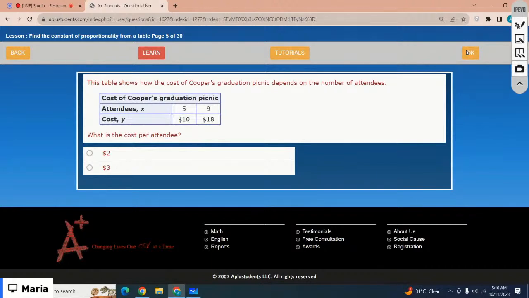This table shows how the cost of Cooper's graduation picnic depends on the number of attendees. Attendees X, 5 attendees, the cost is 10. 9 attendees, the cost is 18. Find the cost per attendee, so you have to do Y over X. That would be 2. The correct option is 2.